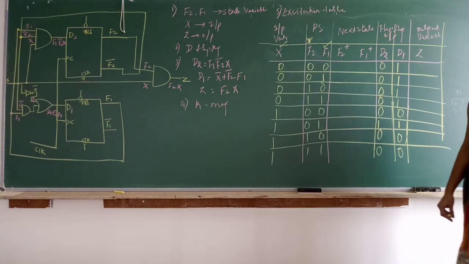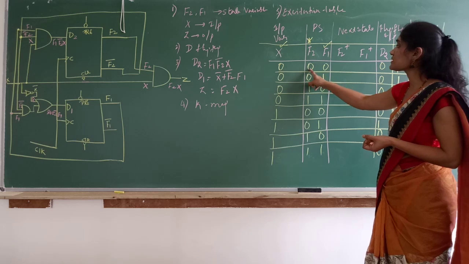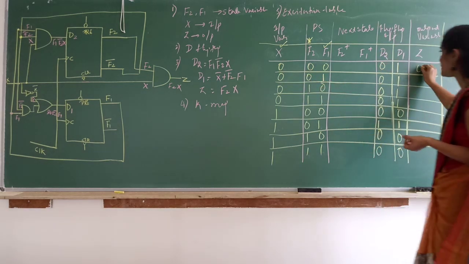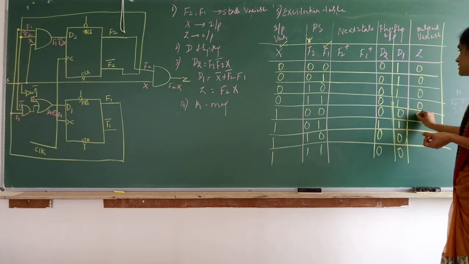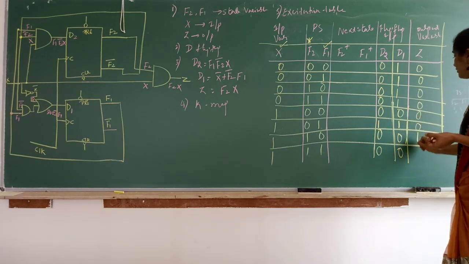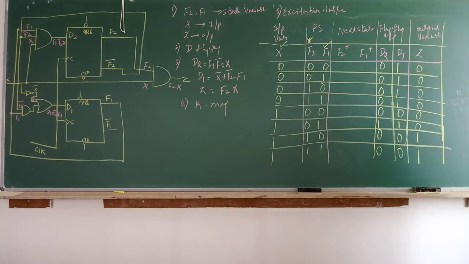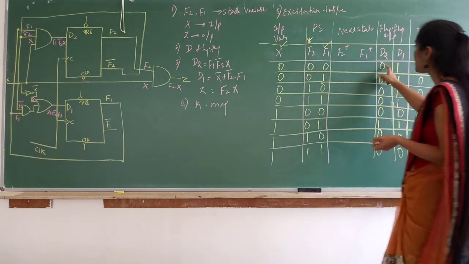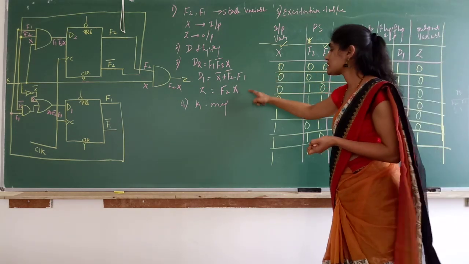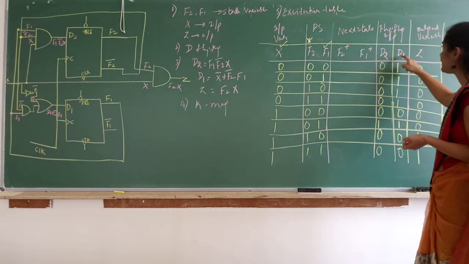And what is Z? Z is F2 into X, F2X. The column reads 0, 0, 0, 0, 0, 0, 0, 0, 1, 0, 0, 1, 0, 1, 0, 0, 1, 0, 0, 1, 1, 1, 1, 1, 1. So this is Z. Now we have written the input, present state and flip-flop inputs by looking at the equations. Now you can write the K-map for D2, D1, Z.